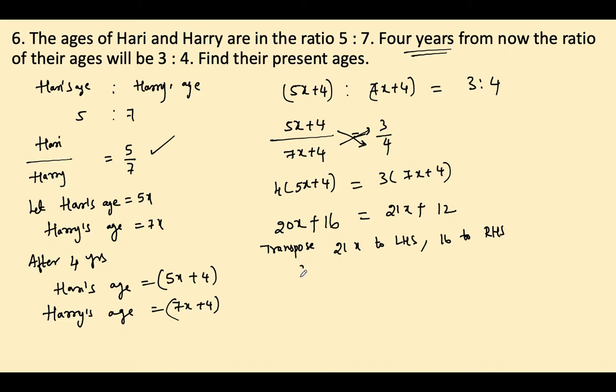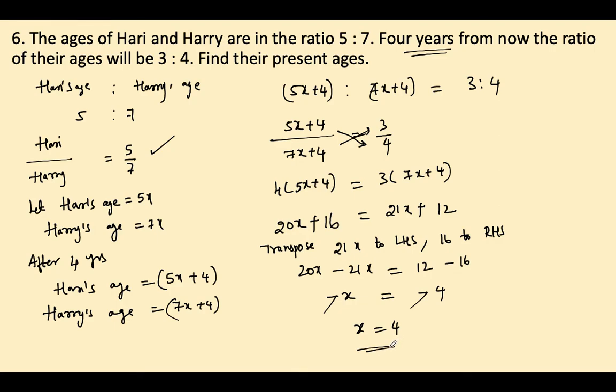So what do you get? You get 20x minus 21x is equal to 12 minus 16. When 21x is transposed to the left hand side, you get minus 21x, and this 16, which is positive here, when it is transposed to the right side, it changes to minus 16. 20x minus 21x is minus x, is equal to 12 minus 16 is minus 4. Minus and minus will be cancelled, leaving you with x is equal to 4.